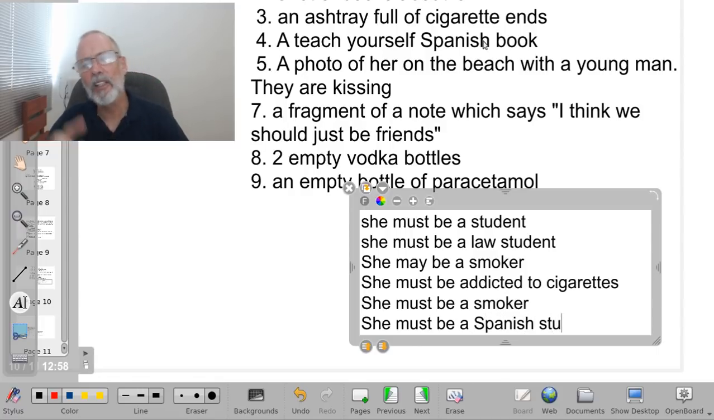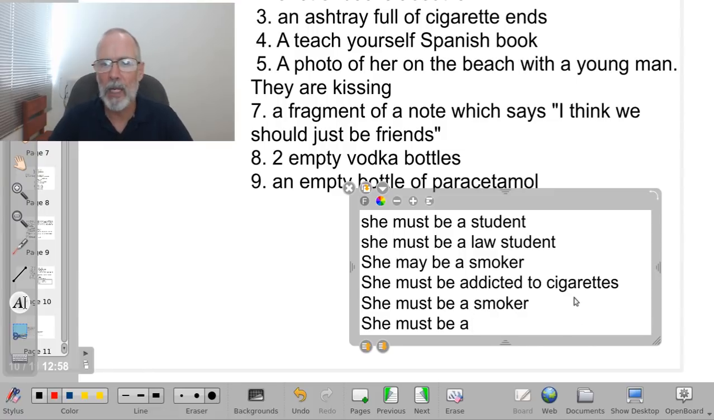Well, I don't think it's correct. If you say she's a Spanish student, it's incorrect. If you say she's a Spanish student, that means she is a student from Spain. I don't think you want to say she's a student from Spain. A student from Spain already speaks Spanish, so they would not have a teach yourself Spanish book. What you need to say is she must be a student of Spanish.